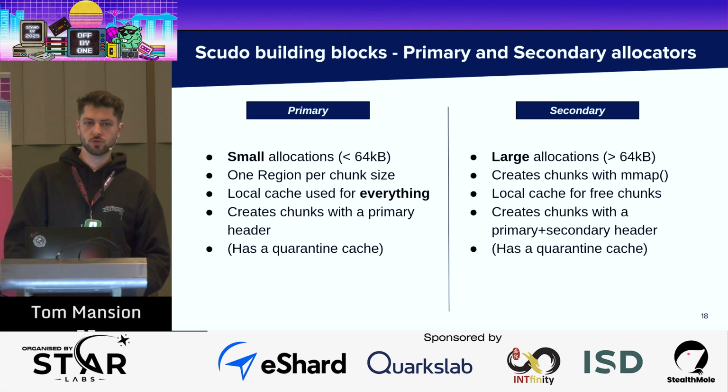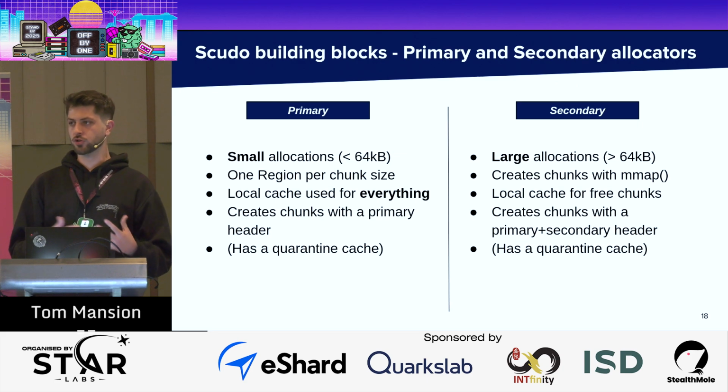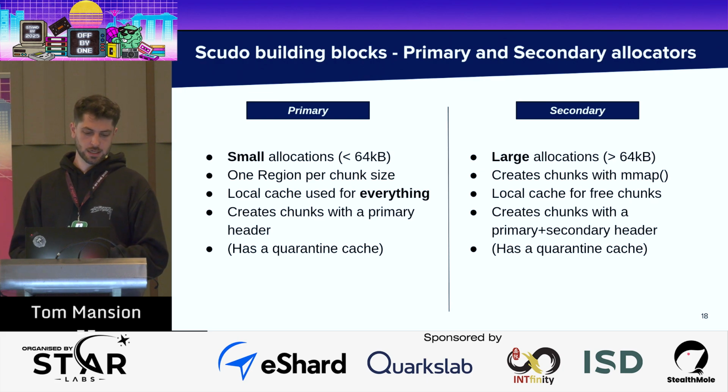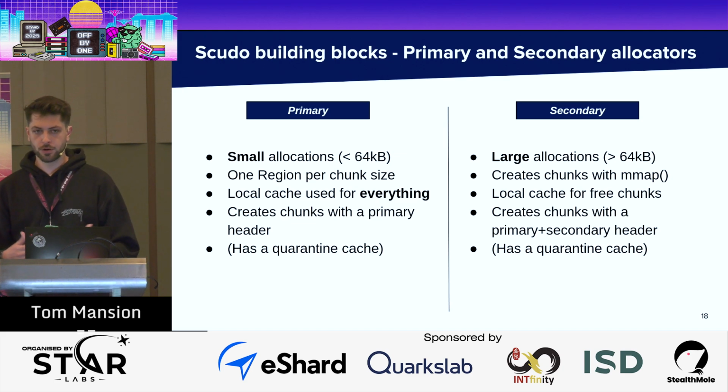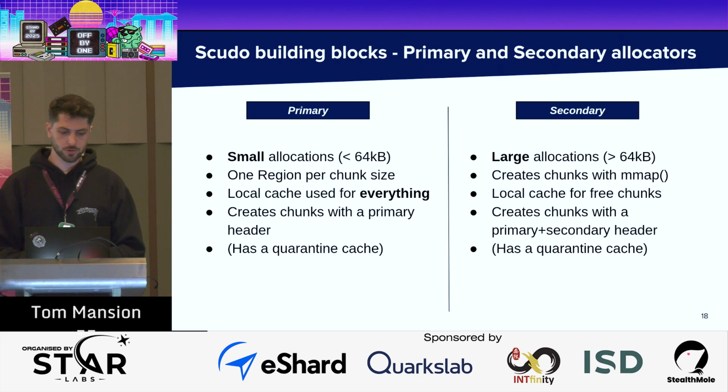Scudo is separated into two allocators. There's a primary allocator that serves most allocations, so the small ones, and then the secondary allocator that serves larger allocations. For the primary, as we said before, chunks are split into regions. Each region can only hold chunks of one specific size. The primary has a local cache that is used for everything, so basically every allocation and every deallocation will go through this cache. When it creates chunks, it puts a primary header in front of the chunk. We'll see what that looks like afterwards.